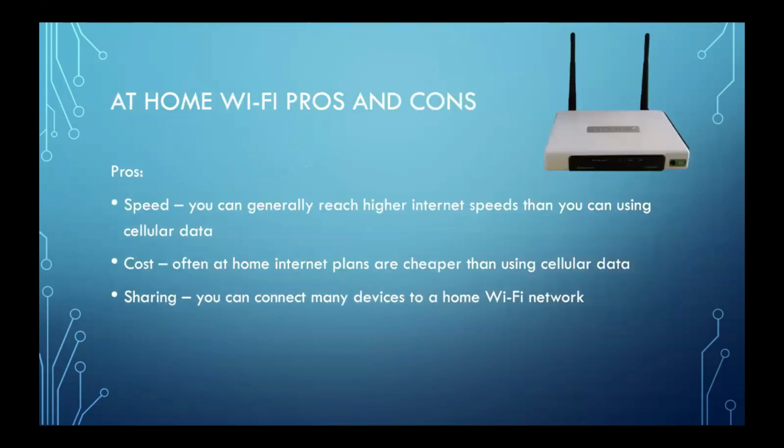And at-home Wi-Fi, pros and cons. The pros of an at-home Wi-Fi network are speed. Again, you can generally reach higher internet speeds using home Wi-Fi than you can using a cellular data plan. So depending on what you're doing on your device, if you're streaming a lot of TV, stuff like that, that would require more speed and is something you might think about.